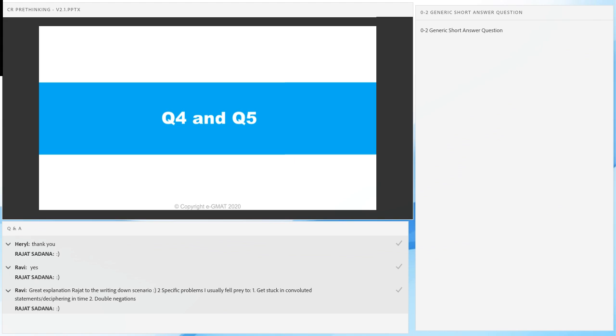Is that clear? Question 3. What are your key takeaways? What behavior changes are you going to make to make sure you answer more such questions correctly? You're going to do pre-thinking. What else?